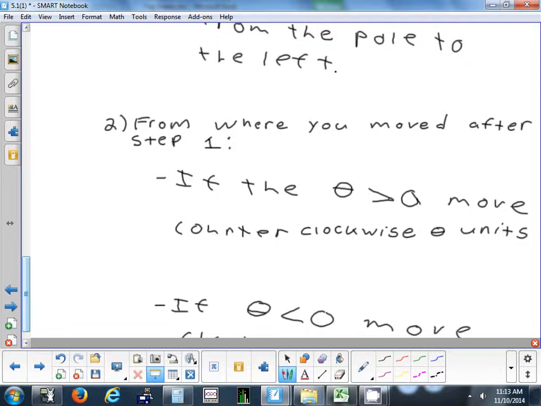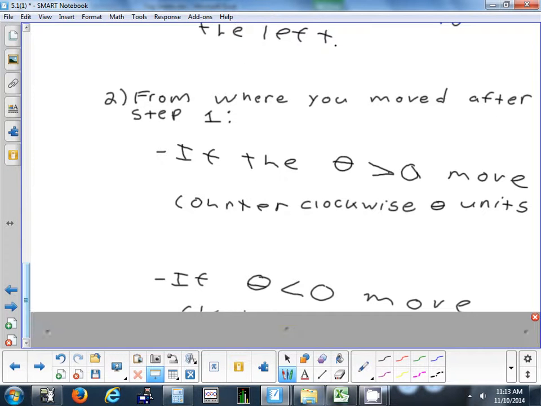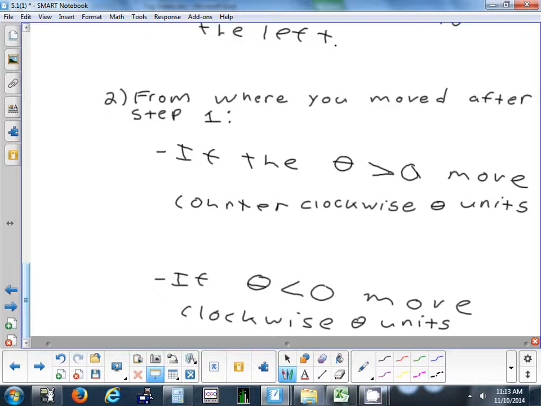Okay, what about if you have a negative angle? Which direction do you think you'll move? Clockwise. Yeah, you're going to move clockwise. Okay, so if your angle is less than 0, you're going to move clockwise from where you ended up in step 1, whatever the units are on theta. Okay, so there will be a mixture of degrees and radians. If you're not comfortable with the radian, it might be easier to change it to degrees if you have to graph it.